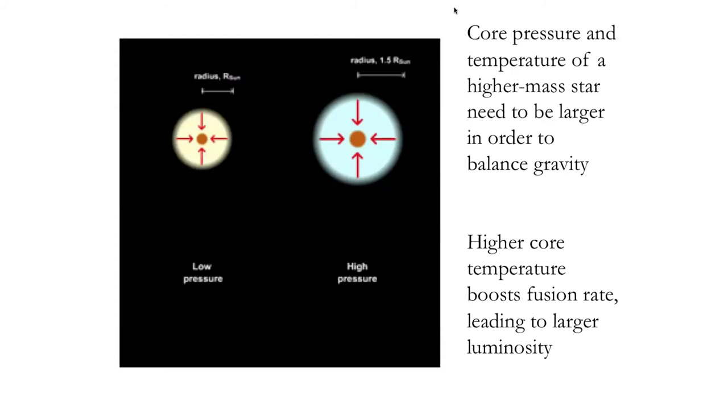And the hotter and denser and more pressure there is at the center of the star, the more efficient these nuclear reactions that are happening there happen. And therefore, the more energy they create, and the more luminous those stars actually are. So hotter core temperatures and higher densities and higher pressures lead to a higher nuclear fusion rate. And the higher the nuclear fusion rate is, the more luminous these stars will be.